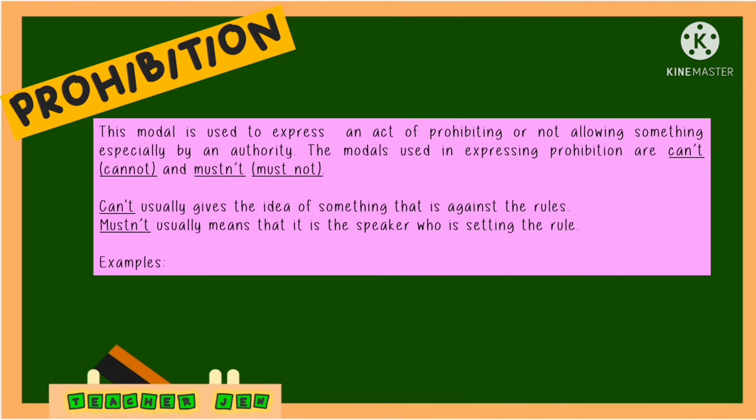Modals of prohibition. These modals are used to express an act of prohibiting or not allowing something, especially by an authority. The modals used in expressing prohibition are can't, which is the contraction of cannot, and mustn't, which is the contraction of must not. Can't usually gives the idea of something that is against the rules. Mustn't usually means that it is the speaker who is setting the rule.